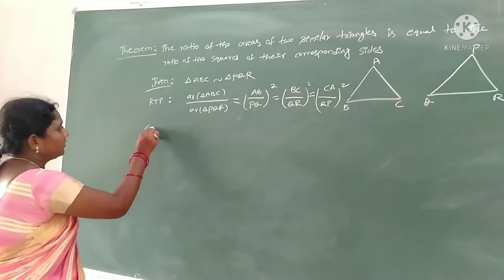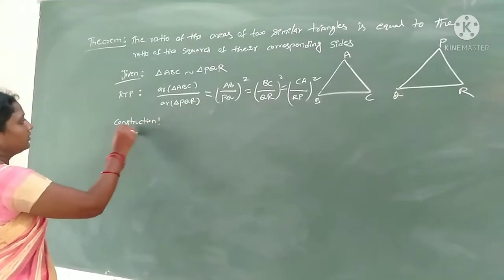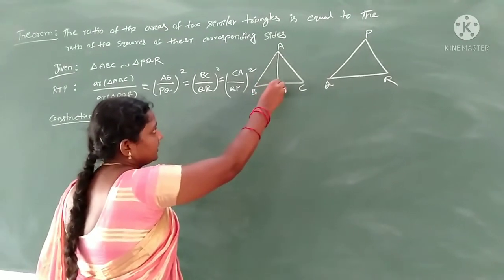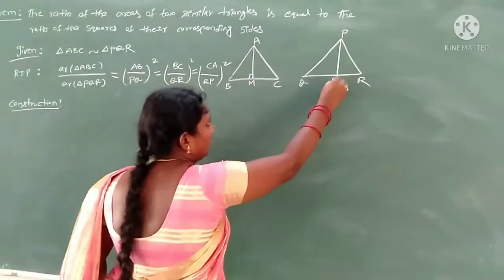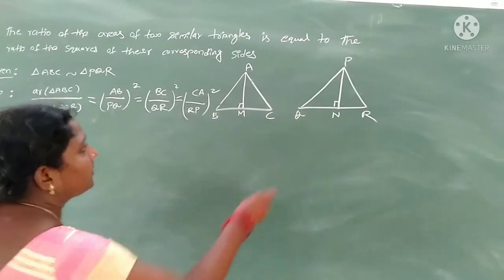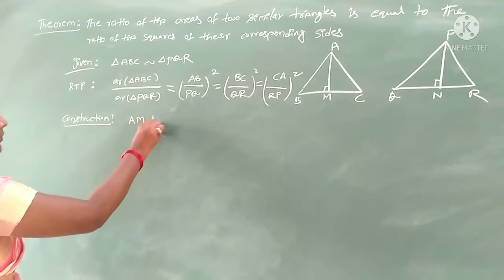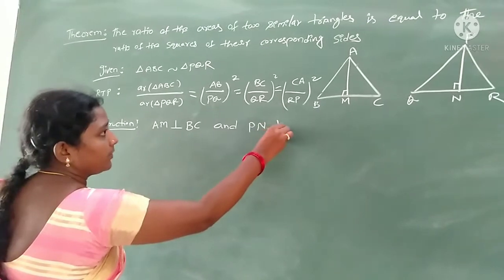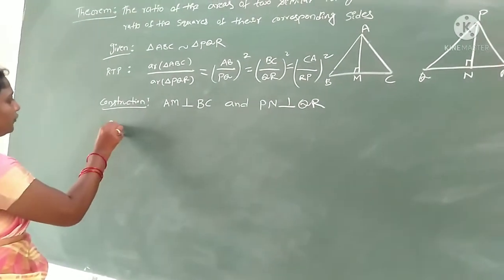Next, construction. First we draw the perpendiculars AM to BC and PN to QR. So AM is perpendicular to BC and PN is perpendicular to QR. Next we go to 3, the proof.